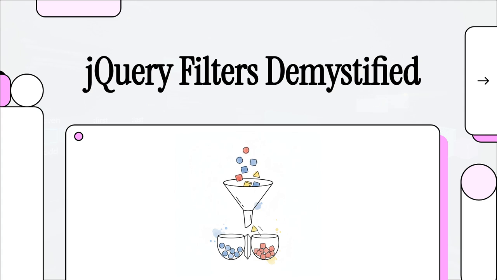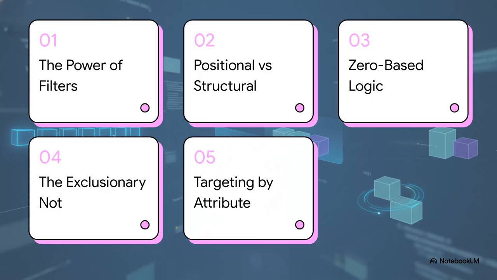In this explainer, we're going to completely master them. Okay, let's dive right in. Here's our roadmap for this explainer. 1. The power of filters. 2. Positional versus structural. 3. Zero-based logic. 4. The exclusionary not. And 5. Targeting by attribute.